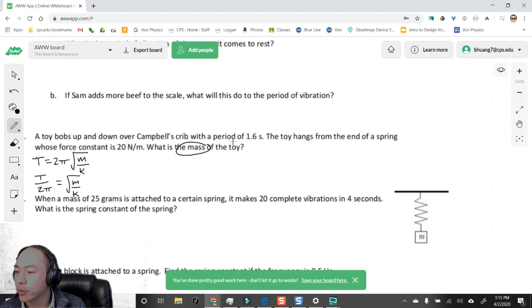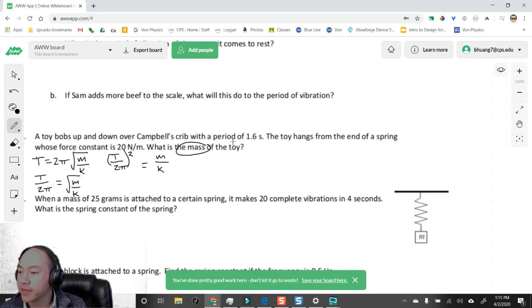Now I have the square root here, so to undo the square root, I have to square both sides. So I'm going to square both sides. On this side, I'm going to put T divided by 2 pi, squared, is equal to M over K, right?